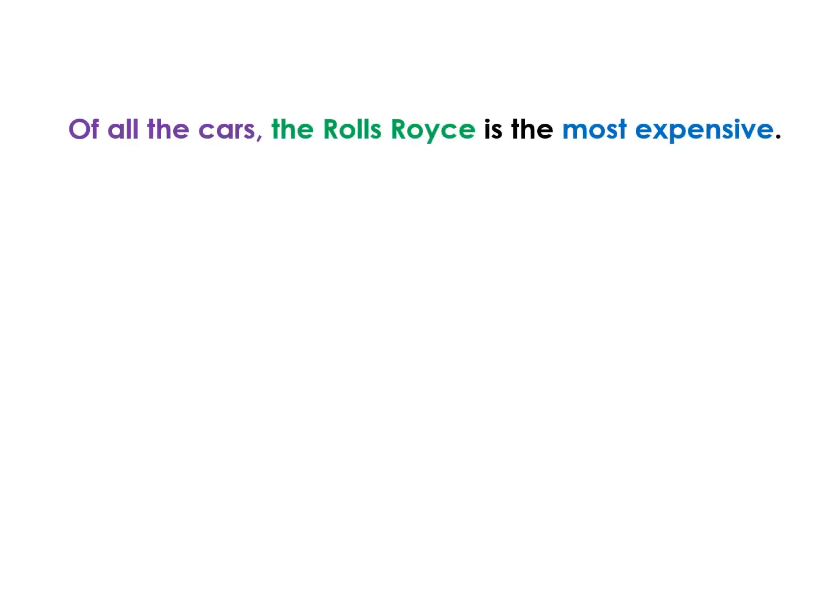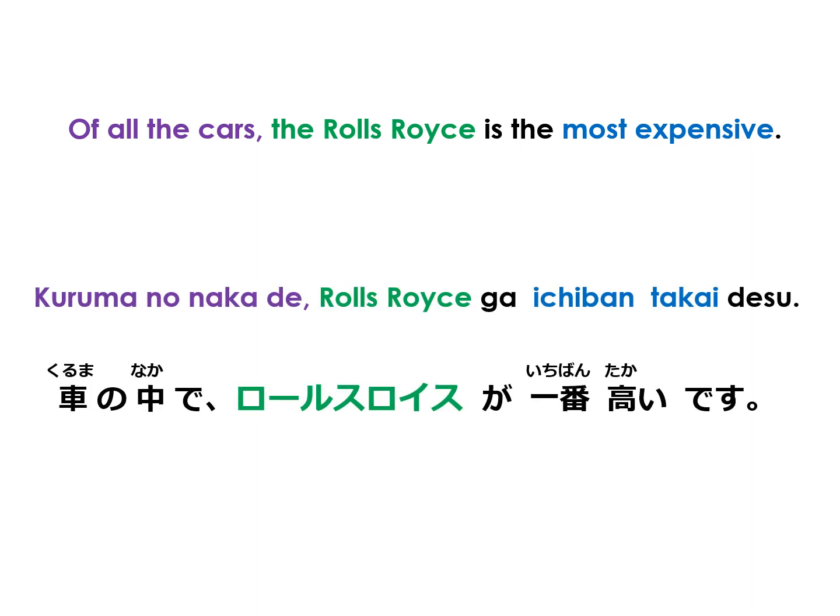And for example, to say that of all the cars, the Rolls-Royce is the most expensive, in Japanese we say, kuruma no naka de Rolls-Royce ga ichiban takai desu.